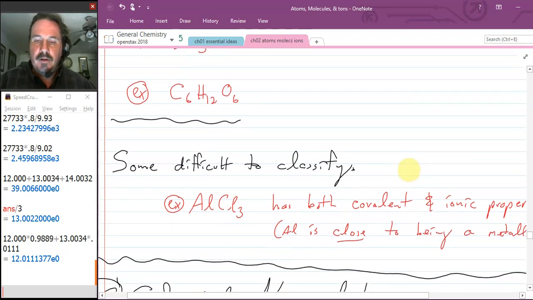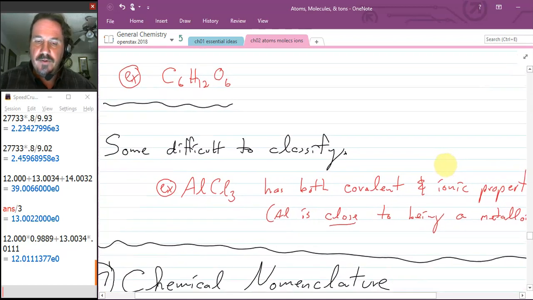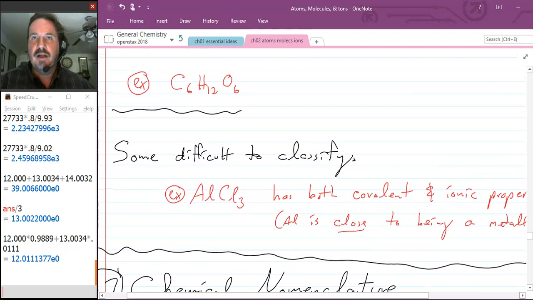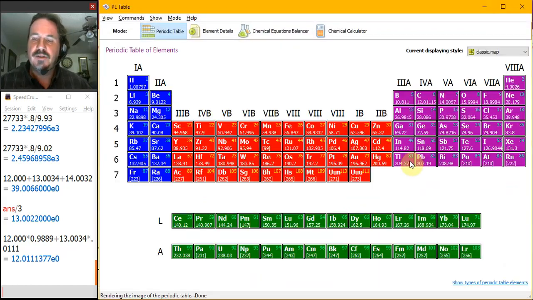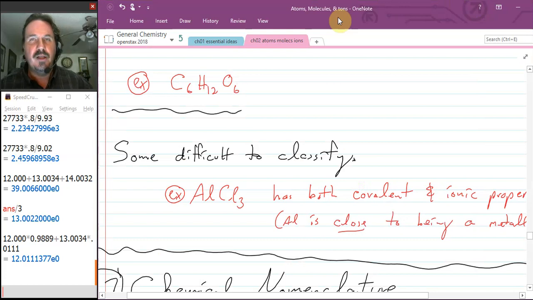All right. Last little point here, some are difficult to classify. When we were talking about the metalloids before, we mentioned aluminum. Aluminum, sitting right here, right on this dividing line between the metals and the nonmetals, right next to the metalloids here, boron and silicon and such. It's not too surprising that aluminum might have just a little bit of nonmetal character. It probably has a little bit of both. You might even want to classify it as a metalloid. I've seen some textbooks actually do that.